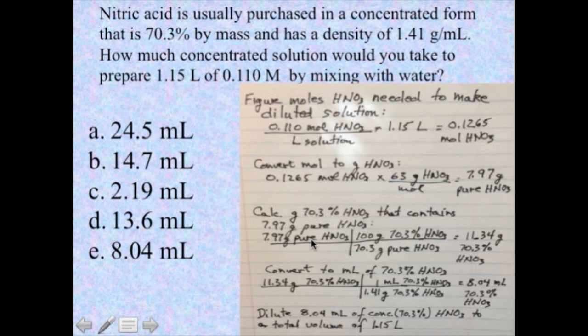So 7.97 grams pure nitric acid, we divide that by 70.3 grams of pure nitric acid per 100 grams of 70.3% nitric acid, and that gives us 11.34 grams of the 70.3% nitric acid. Now we use density to convert those grams into milliliters by dividing by the density 1.41. We end up with 8.04 milliliters. So dilute 8.04 milliliters of the 70.3% nitric acid to a total volume of 1.15 liters.